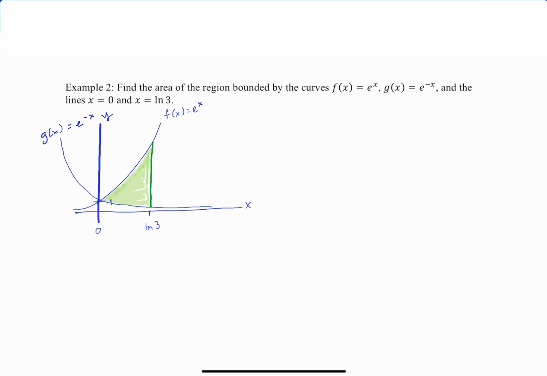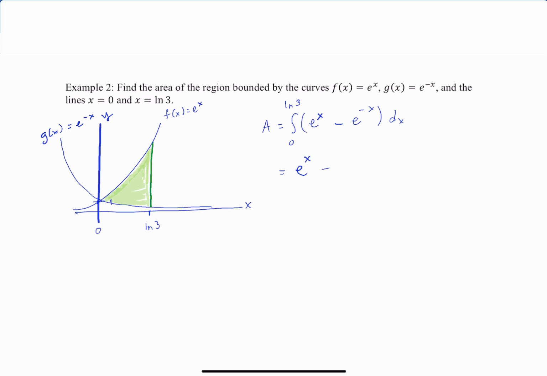Okay, let's set up our area integral. The area will be the definite integral from 0 to the ln of 3 of the upper curve, which is e to the x in this case, minus the lower curve, which is e to the minus x, dx. Antiderivative of e to the x is e to the x.